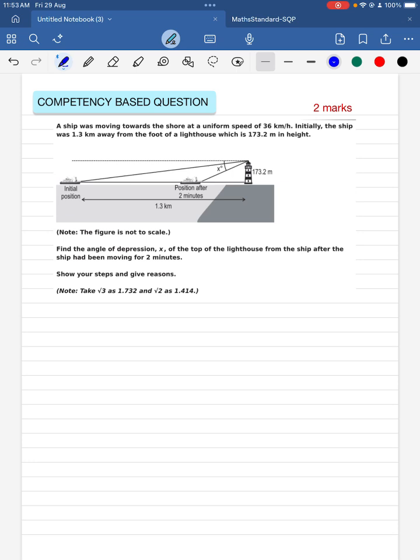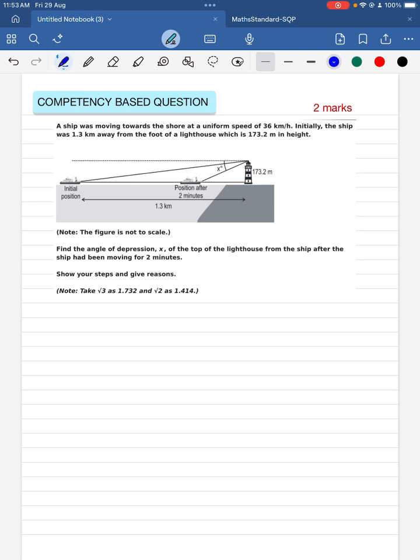A ship was moving towards the shore at a uniform speed of 36 km per hour. Initially, the ship was 1.3 km away from the foot of a lighthouse, which is 173.2 meters in height. Find the angle of depression x of the top of the lighthouse from the ship after the ship had been moving for 2 minutes. Show your steps and give valid reasons. And you can take root 3 as 1.732 and root 2 as 1.414.